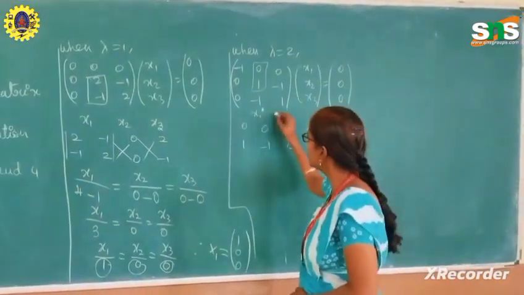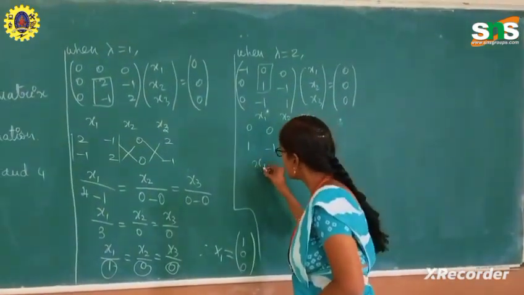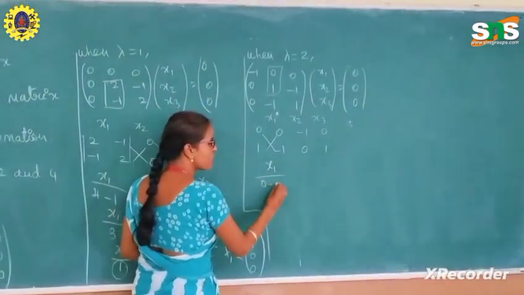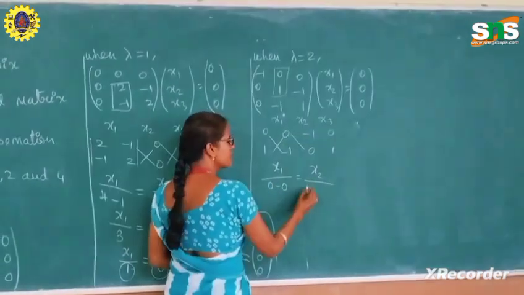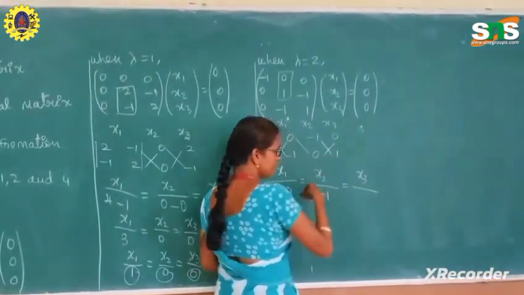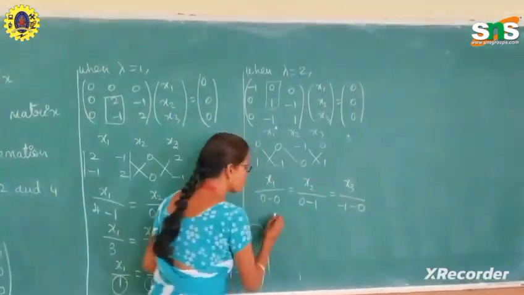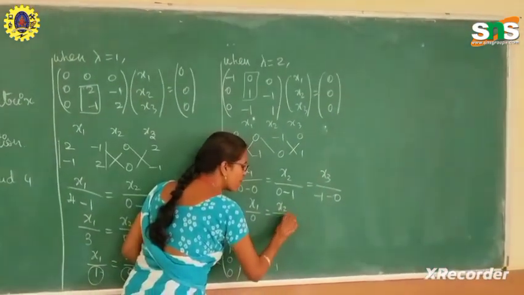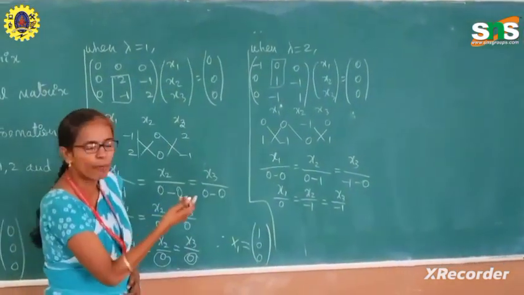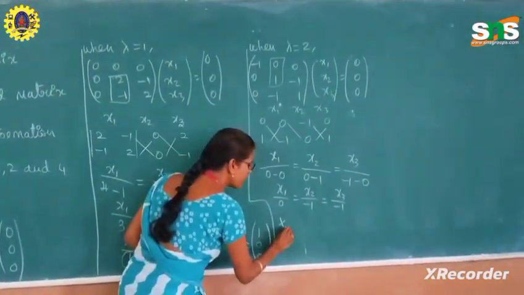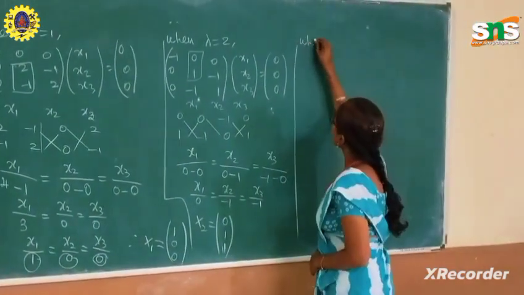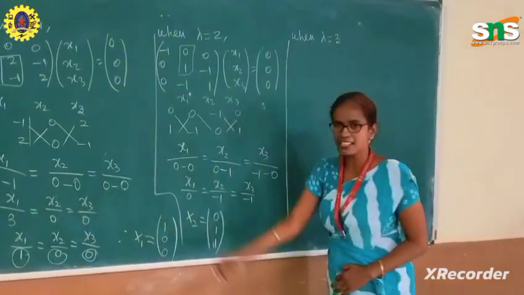So we put the values of x1, x2, x3. Therefore, x1 is what? Take the cross multiplication. So 0 minus 0, and x2 by 0 minus 1 into minus 1 is plus 1. Then x3 by minus 1 minus 0. From this we can write x1 by 0, x2 by 1, x3 by minus 1. Here the sign is common, so we can divide. Finally, we get X2 as 0, 1, 1. The next thing is we are going to see lambda equal to 3 in the next class. Okay, thank you.